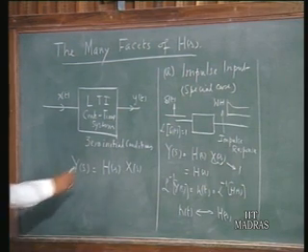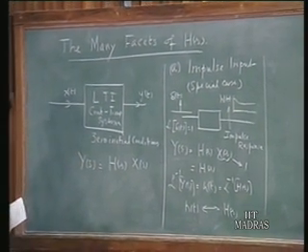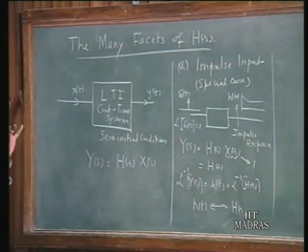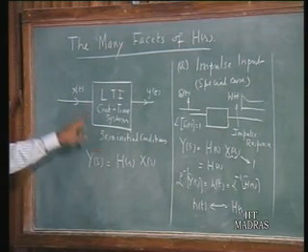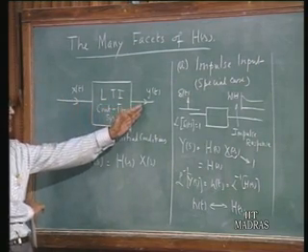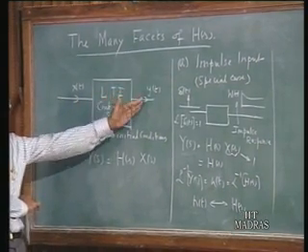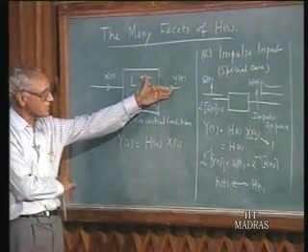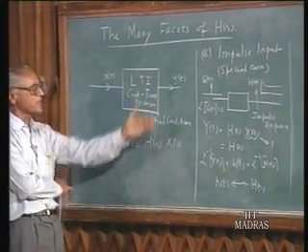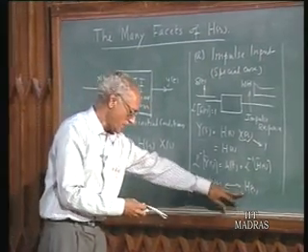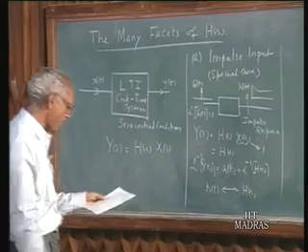The system function h of s is the Laplace transform of an impulse response. That means you apply a unit impulse to the system with zero initial conditions, unit impulse stationed at t equals 0. Whatever response you get, we call that h of t. That will be the inverse Laplace transform of h of s. Or if you know impulse response h of t, you can find out h of s by taking the Laplace transform of h of t. These two form a Laplace transform pair.